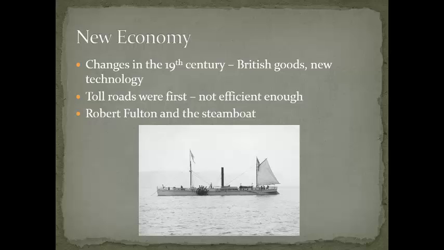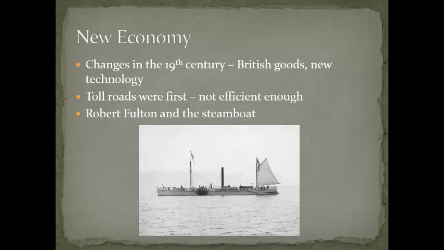But beyond that, we also see new technology, specifically new transportation technology. We see toll roads being built. Now, toll roads are private roads that are maintained by a company in order to generate a profit. We will see that toll roads do not take off in the United States because they're simply not efficient enough. The technology to build and maintain the roads is simply not present in the United States, so they're not very popular. What is more popular are steamboats.